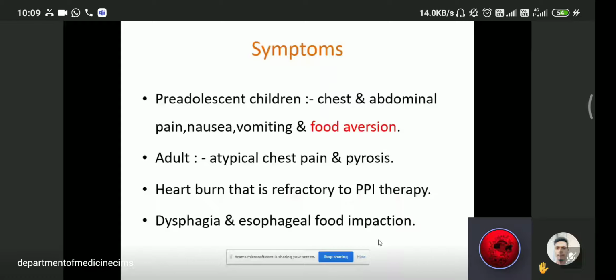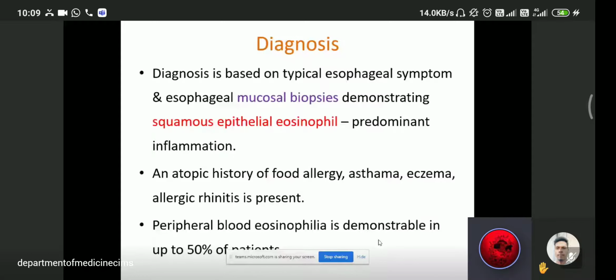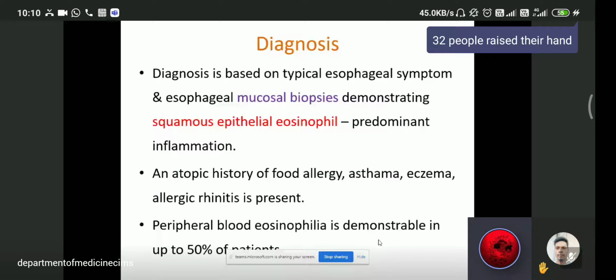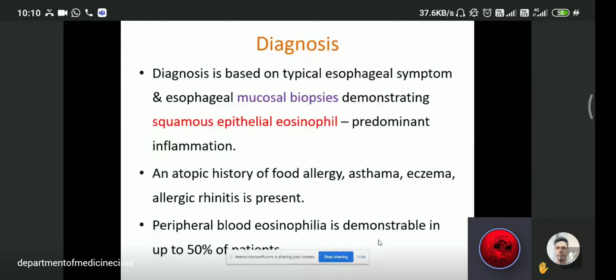Diagnosis typically depends on the esophageal symptoms and esophageal mucosal biopsy demonstrating squamous epithelial eosinophilia, that is, predominance of eosinophils in the inflammation in the biopsy. An atopic history of food allergy, asthma, eczema, and allergic rhinitis is also present, that is, for the allergens. Peripheral blood eosinophilia is demonstrable in only up to 50% of patients, that is, 50% of patients will show an increased eosinophil count on peripheral blood smear.